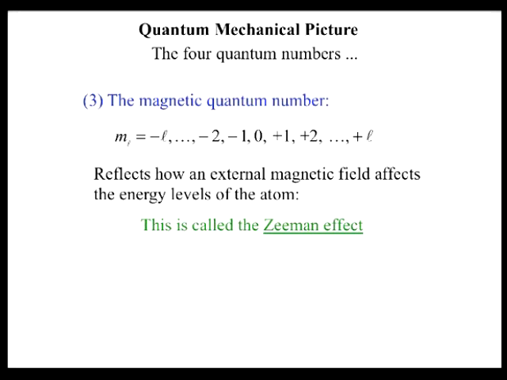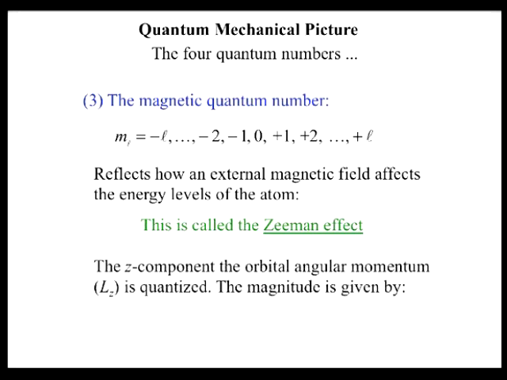In either event, the magnetic quantum number determines the component of the angular momentum along a specific direction, which is called the z direction by convention. The z component of the orbital angular momentum is quantized, and its magnitude is given by Lz equals ml times h divided by 2 pi.